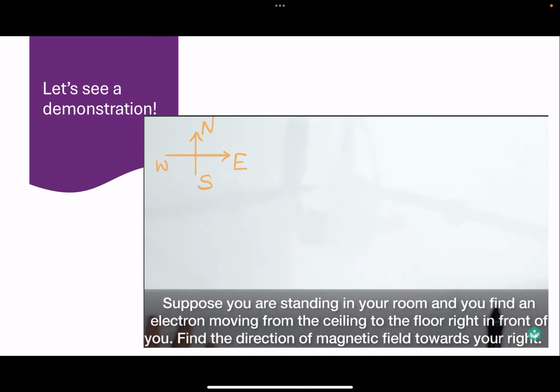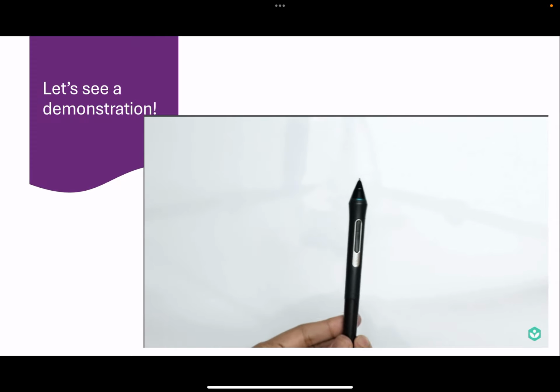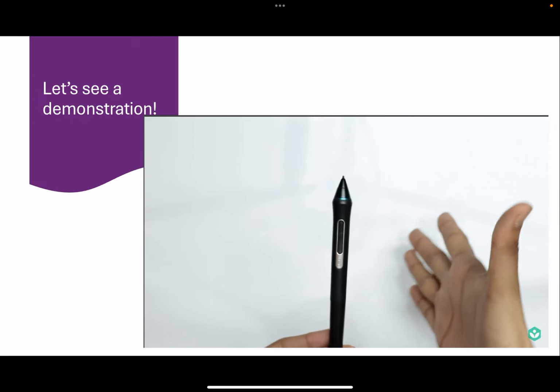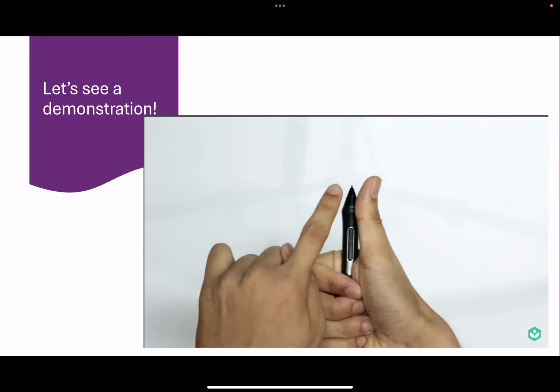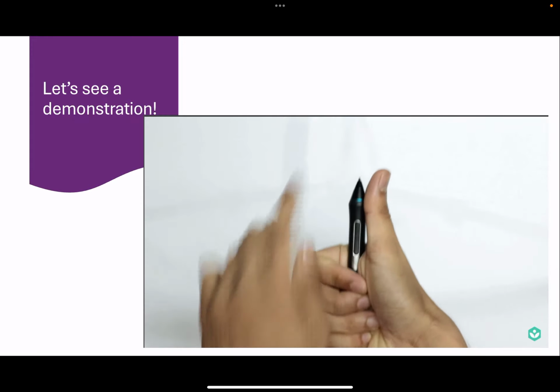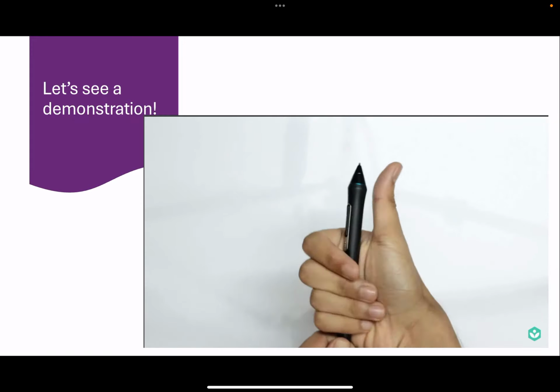So what did we learn in this video? We learned how to use the right hand thumb rule to give us the direction of the magnetic field. Basically, whenever you have a current carrying conductor, you use your right hand, clasp it so that the thumb represents the direction of the current, and then the four fingers will tell you what direction the magnetic field is.